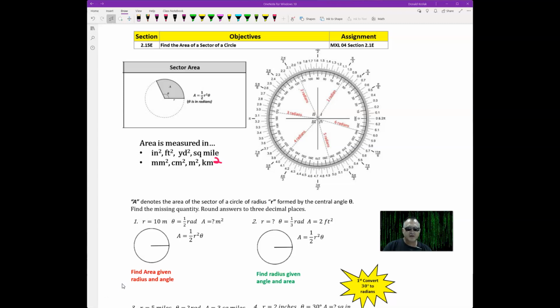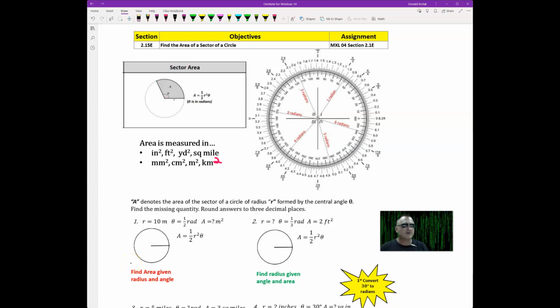Find the area of a sector. Yesterday we found the length of an arc. An arc is like a piece of pizza crust that you didn't eat. A sector is the shape of a slice of pizza. So if we look up here, this shape right here, like when you slice a piece of pie or take a slice of a circular pizza, that slice in mathematics is called a sector.